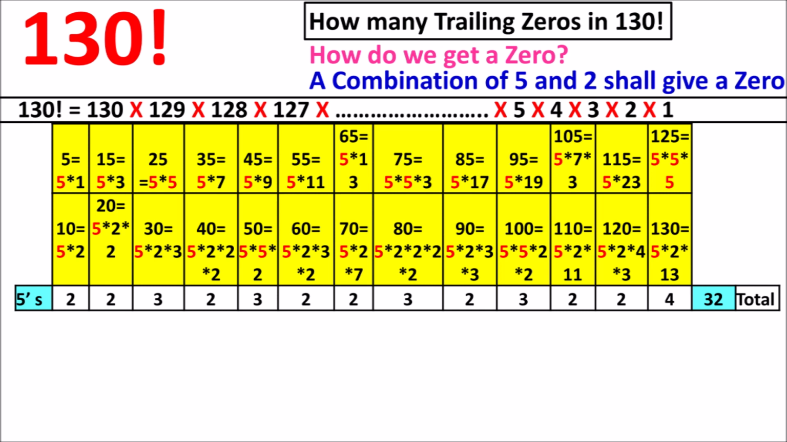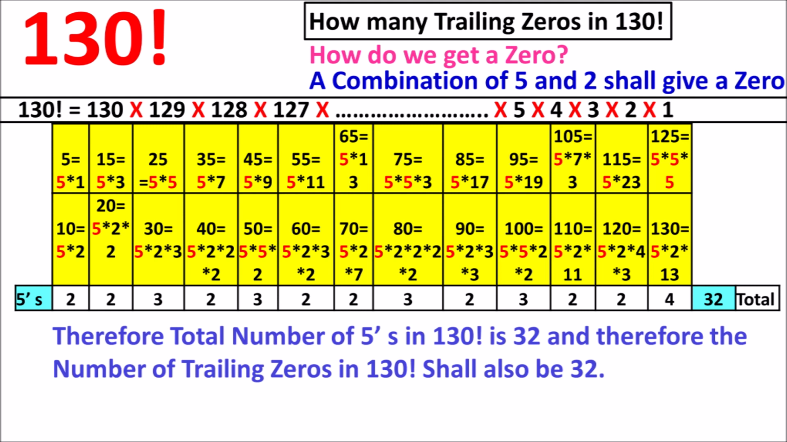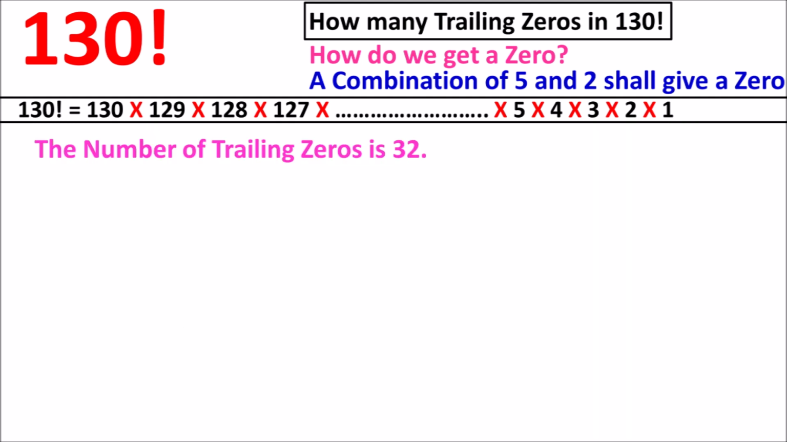Now let us count the number of 5s, which is equal to 32. Therefore, the number of trailing zeros in 130 factorial shall also be equal to 32. So the answer is 32.